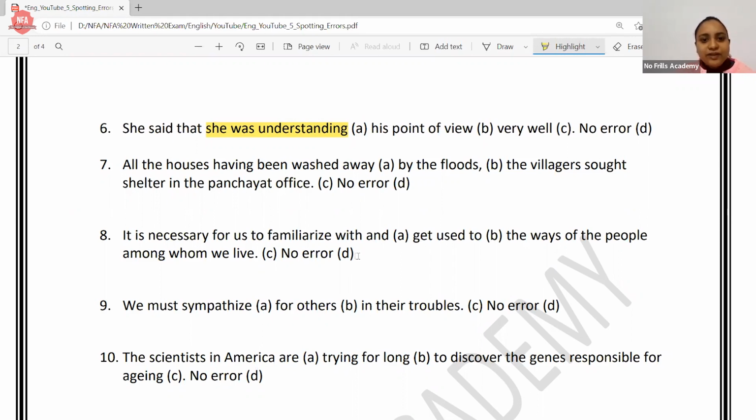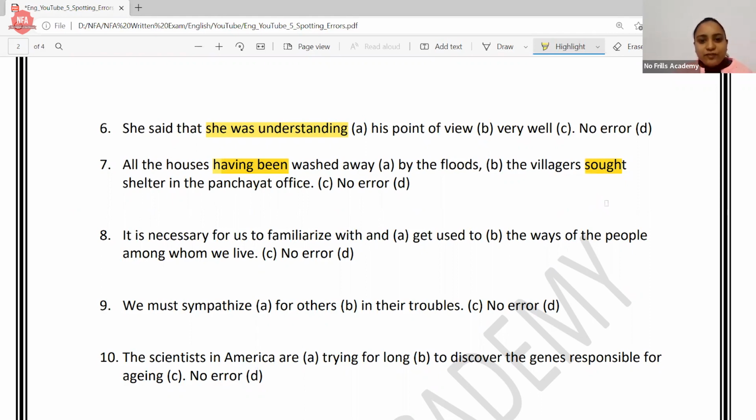All the houses having been washed away by the floods, the villagers are seeking shelter instead of sought. See, it's all about tenses. Having been is present continuous, and here sought is past. So it is clashing. So here it should be: all the houses having been washed away by the floods, the villagers are seeking shelter in the panchayat office.